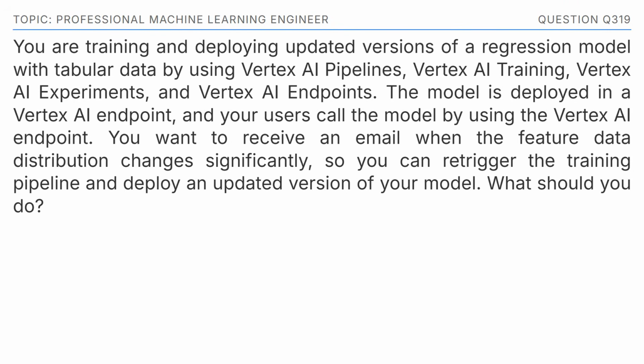You are training and deploying updated versions of a regression model with tabular data by using Vertex AI pipelines, Vertex AI training, Vertex AI experiments, and Vertex AI endpoints. The model is deployed in a Vertex AI endpoint, and your users call the model by using the Vertex AI endpoint. You want to receive an email when the feature data distribution changes significantly, so you can retrigger the training pipeline and deploy an updated version of your model. What should you do?